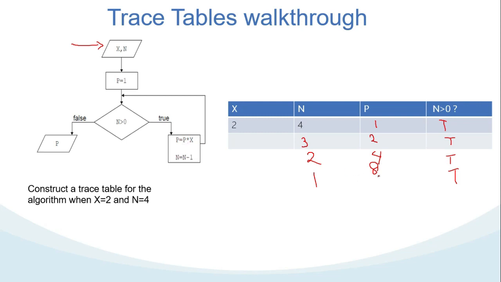Our P is 8 times 2 is 16. And then N is 1 minus 1 becomes 0. Put it there. Now we go back again to this and then we will test the condition. Our N is 0, greater than 0 is false. So here it's false. Since it is false, we will execute the output here. The output here is P. P is 16. So it's 16. That's the end of the program.